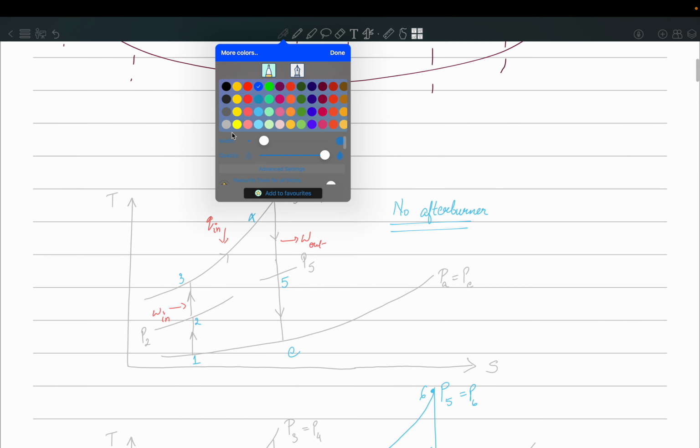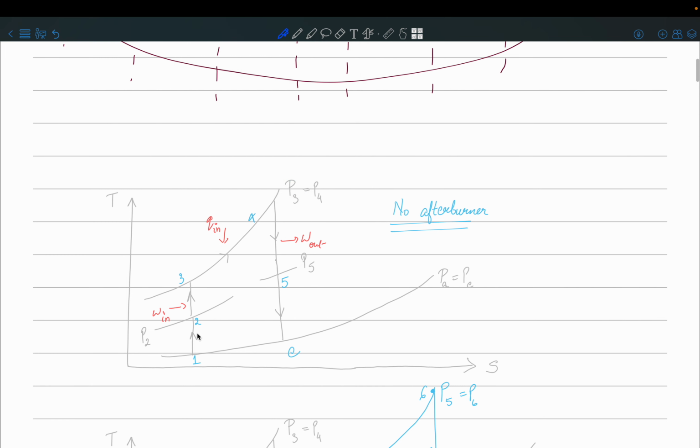Now we'll draw what happens in the real case. So in the real case, when the fluid moves through the diffuser or through the compressor, the flow is not isentropic. We have assumed it is isentropic, but it actually follows some non-isentropic path, like you can see here. So this is the real one. Okay, and then further there will be another non-isentropic path, and then because you are adding the same amount of heat, the temperatures achieved will be even higher.